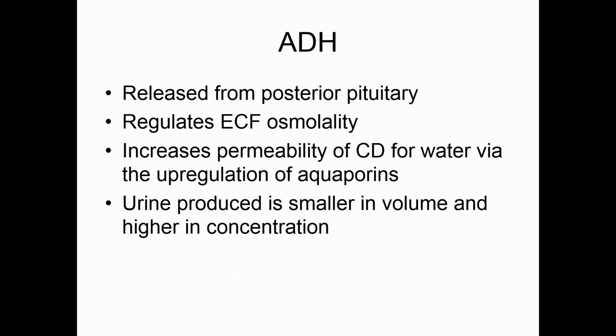Alrighty. ADH is released from the posterior pituitary. So if you remember, this is the hypothalamus. You're going to have some neurons up here. They're going to have long axons that go down to the posterior pituitary, and that releases ADH. Some people call this vasopressin because it contracts blood vessels. But I like to call it ADH, which stands for anti-diuretic hormone. So, released from the posterior pituitary, but made in the hypothalamus. And we think in the hypothalamus there are osmoreceptors.